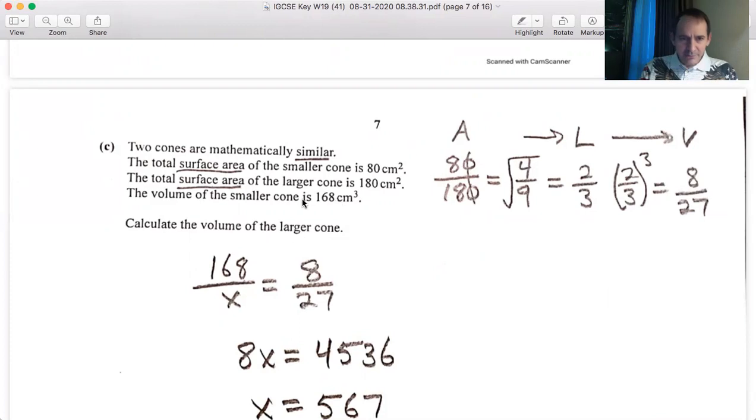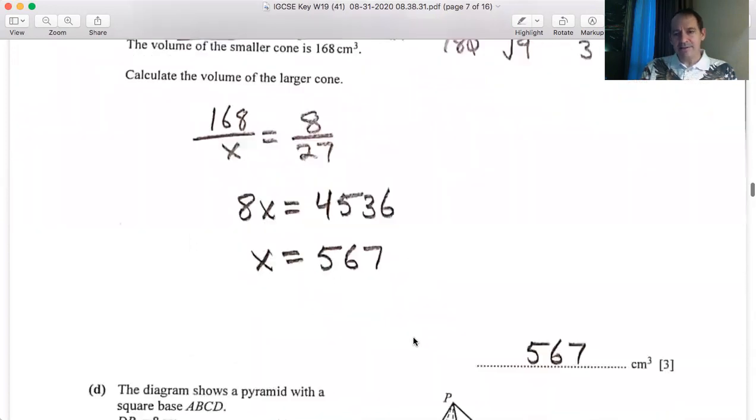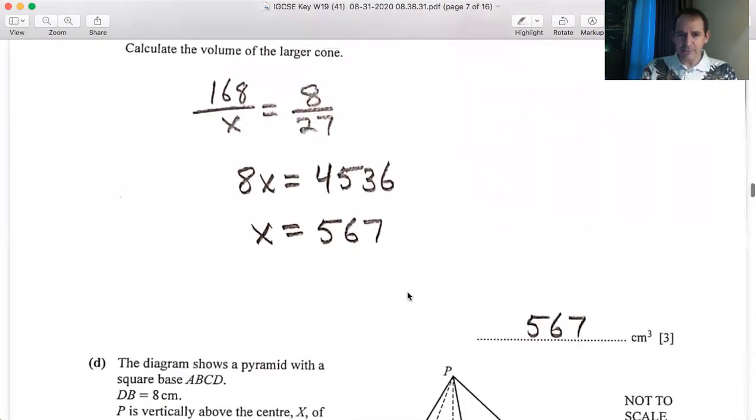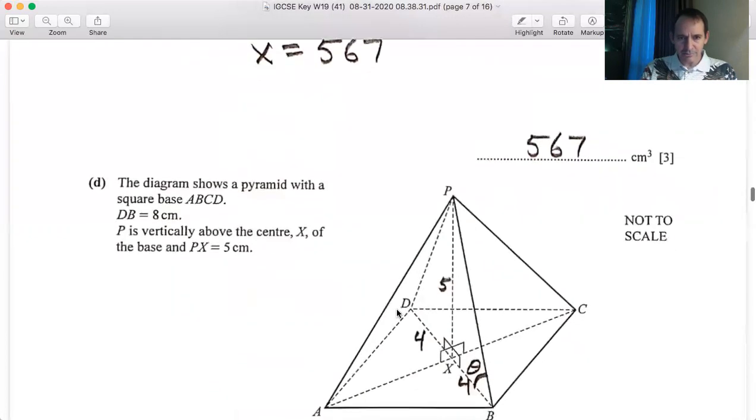So now we have 168 for the small cone over the large cone. We don't know, x, has the ratio of 8:27. Cross multiply, 8x equals 4,536. So x equals 567 cubic centimeters. That's the volume of the large cone.